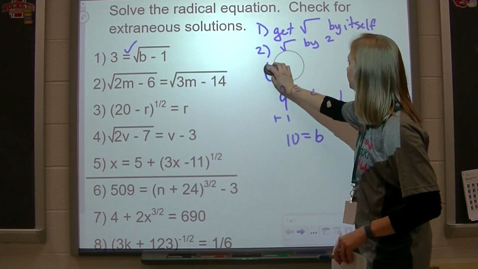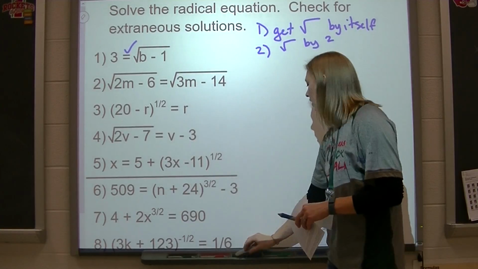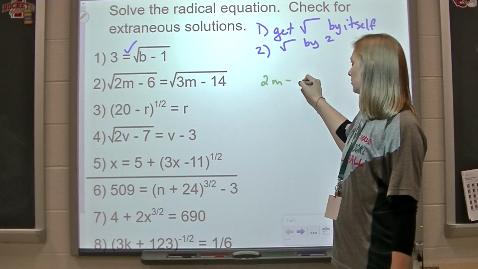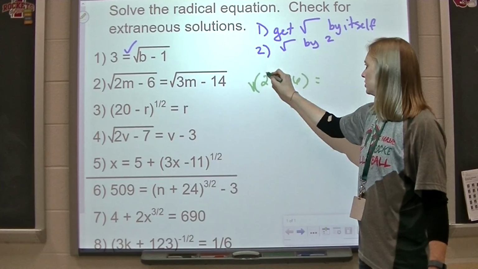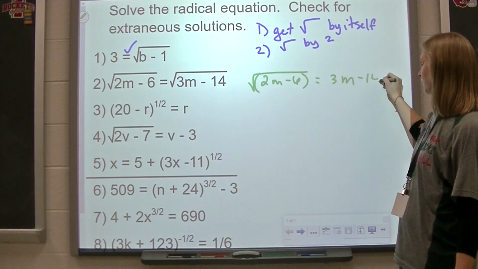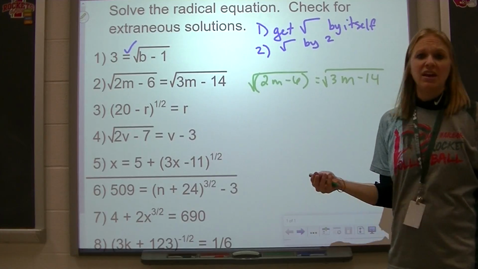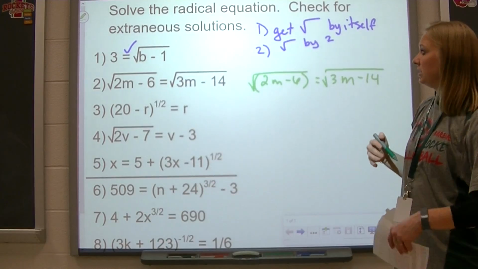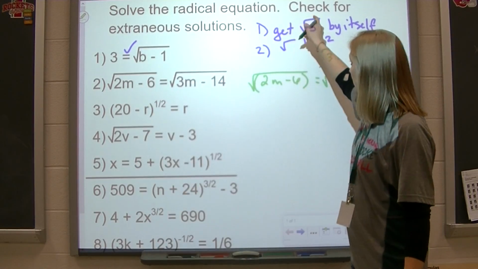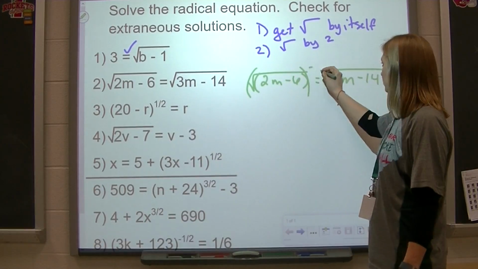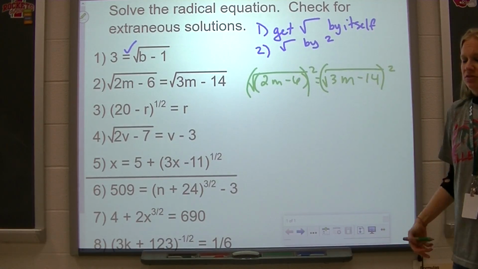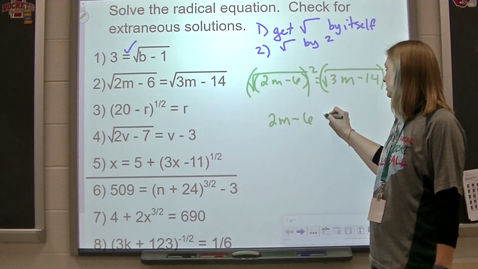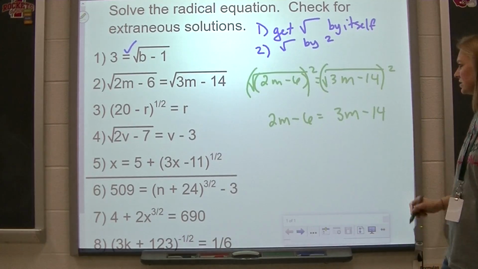The second one. Alright, so here, our objective is to get the radical by itself, but you'll notice that both sides have a radical. So that's fine. I would clarify that the radical is by itself on both sides. So really, we can just do what we did up there. It's already by itself, so now we can square both sides, and squaring that just undoes, is that a word? The radical. So we'll have 2m minus 6 equals 3m minus 14.